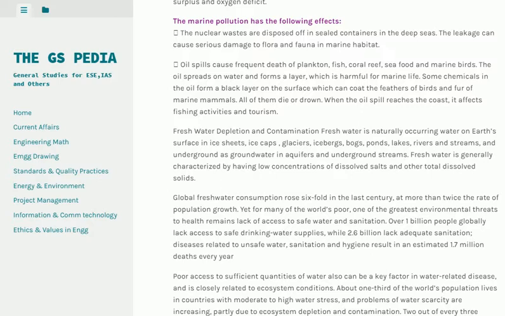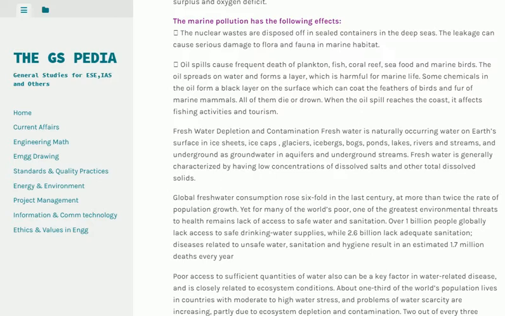The leakage can cause serious damage to flora and fauna in marine habitat. Oil spills cause frequent death of plankton, fish, coral reef, seafood and marine birds. The oil spreads on water and forms a layer, which is harmful for marine life. Some chemicals in the oil form a black layer on the surface which can coat the feathers of birds and fur of marine mammals. All of them die or drown. When the oil spill reaches the coast, it affects fishing activities and tourism.